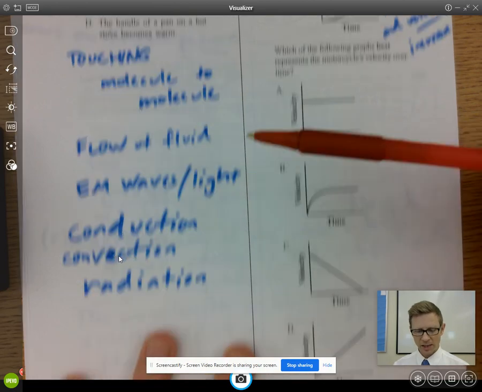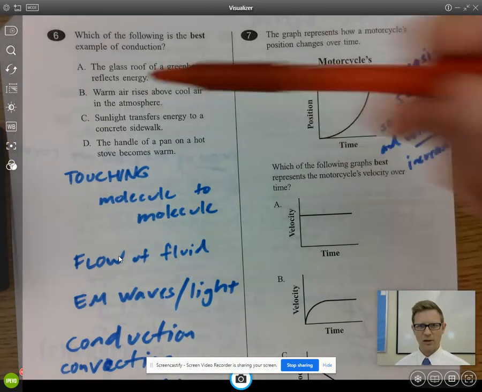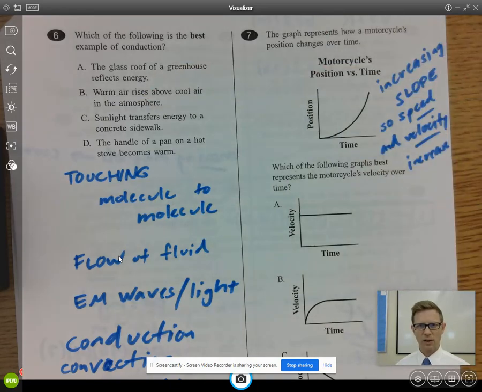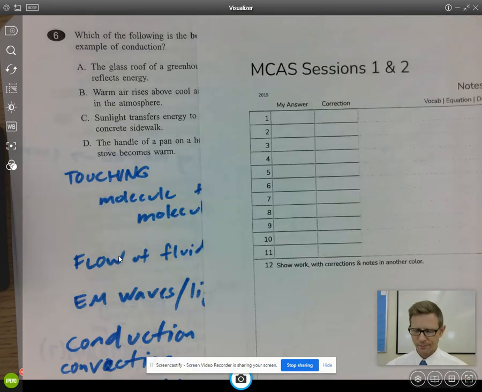So when I look at all of these, there's only one of them that's direct touching. This one's about warm air. The other one's about light. The other one's about light again. So the only one that's about touching is D. You could write down in your notes, convection, conduction, radiation. You could write touching molecule to molecule.